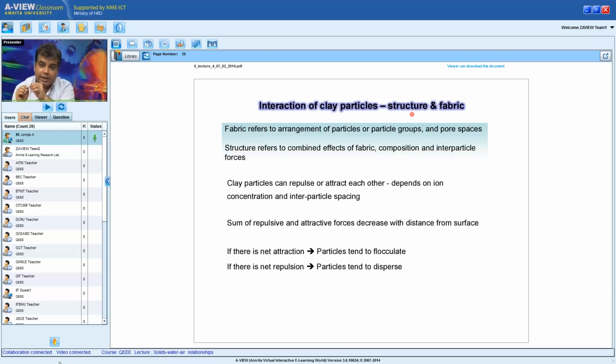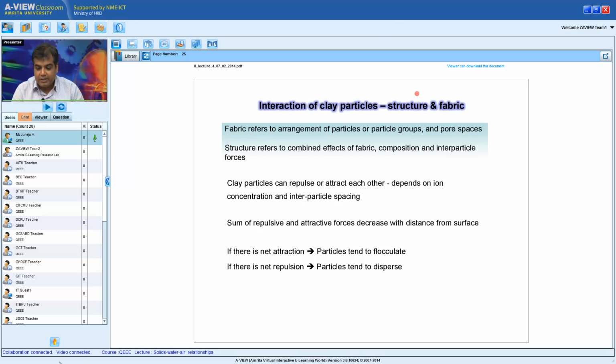Remember, we can't look at individual 2:1. We can only look at the stack of crystals. So when we look at the crystals, we look at how the crystals are arranged. Okay, looking at the arrangement. If you're just looking at the arrangement without looking at the interparticle forces, meaning just the arrangement, you call this fabric. So you're looking at clay fabric. A structure would include the interparticle forces as well. That's structure for us.